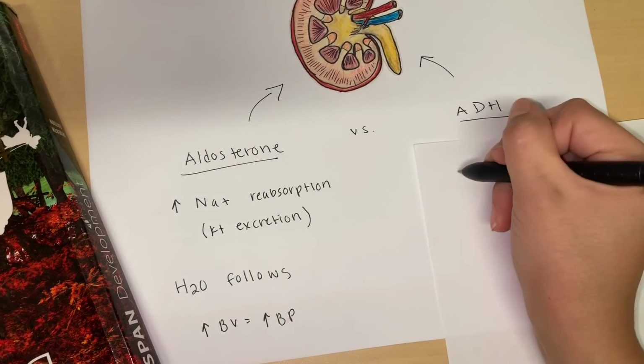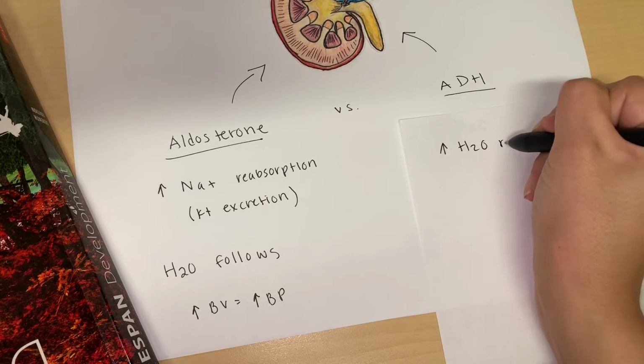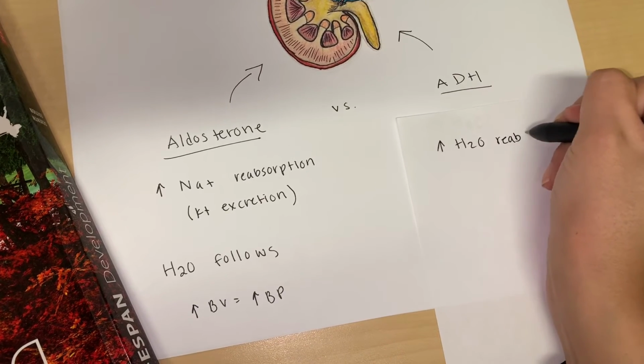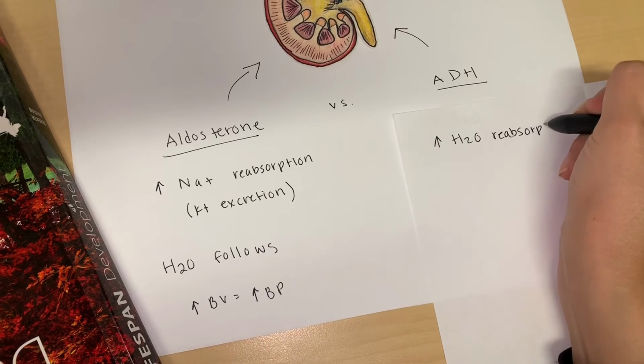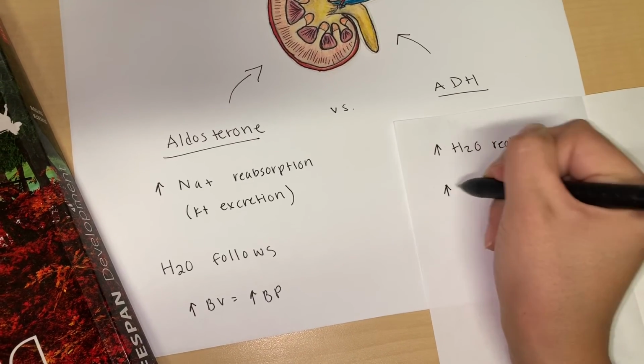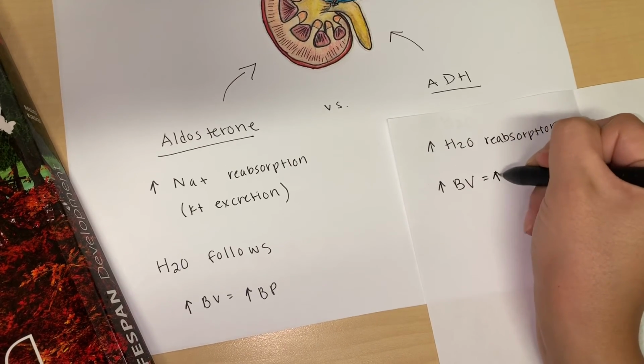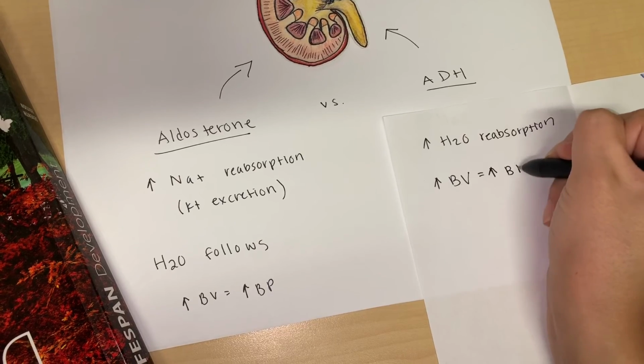As for the antidiuretic hormone, it will specifically target the collecting ducts to increase water reabsorption. So this specifically focuses on water reabsorption, whereas aldosterone focuses on sodium reabsorption, but both of them ultimately increase water collection, therefore increasing blood volume and increasing blood pressure.